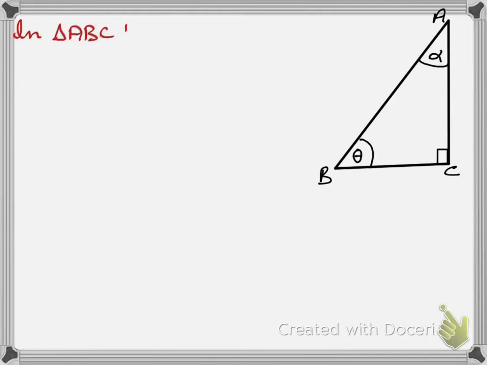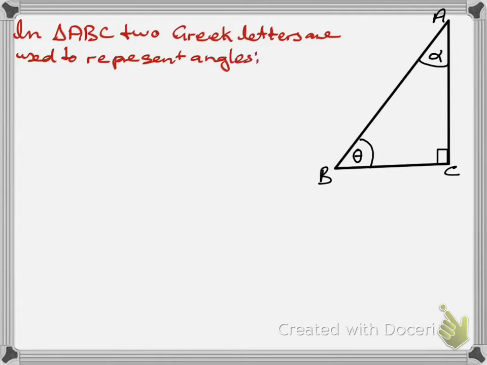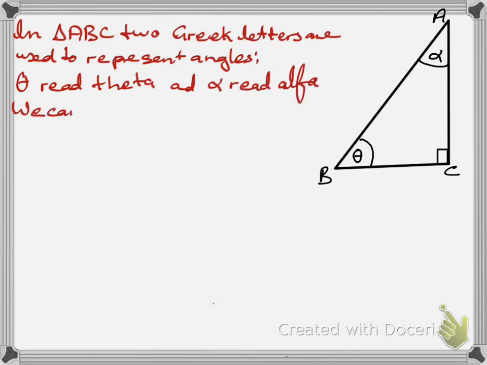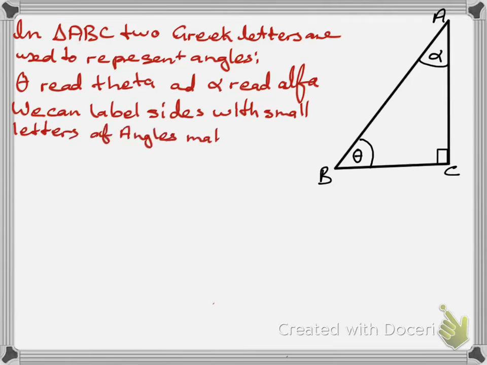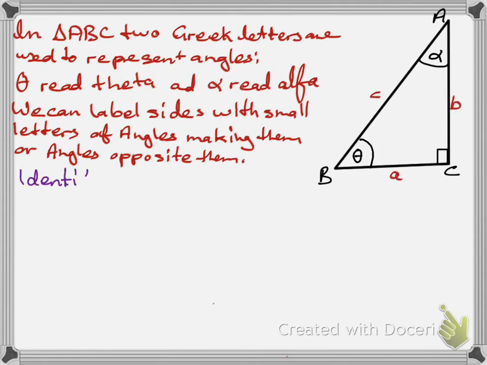Now let's look at the triangle. Right now we want to look at triangle ABC, and we can see that in this triangle the angles are depicted by the Greek letters which are inside there. You can see that angle B is represented by the Greek letter theta, and angle A is depicted by the Greek letter alpha. Again, we can also label the sides with small letters, like I said before, of the angles opposite to them. So the side BC we can call a, the side AB we can call c, and the side AC we can call small letter b. So we can also identify sides with reference to angles.